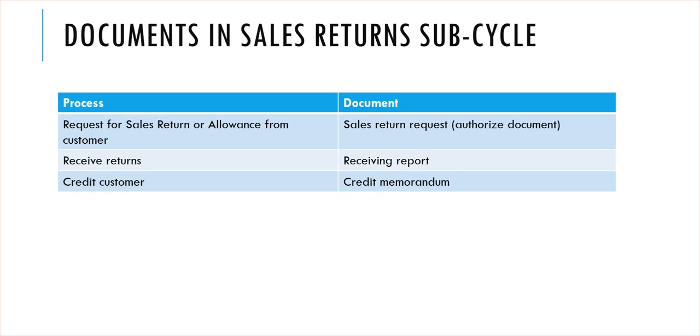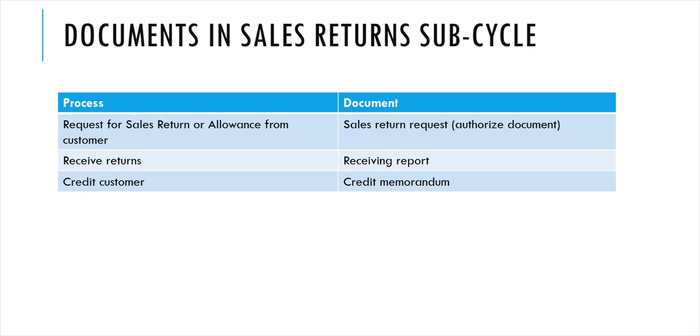The documents that you need to know are the sales return request, the receiving report, and the credit memorandum or credit memo. I'll accept either term for that last one. And the process, I said, you know, if you don't have the document, it didn't happen. So you can say, what didn't happen?